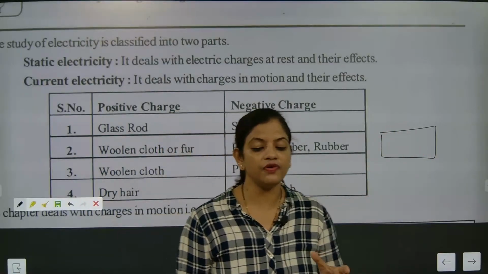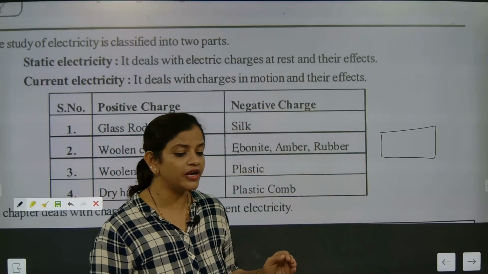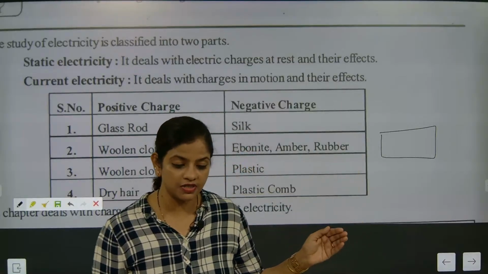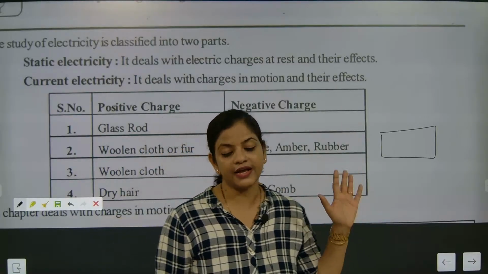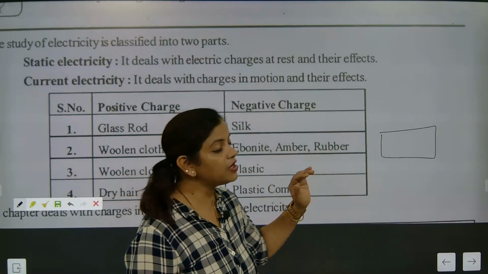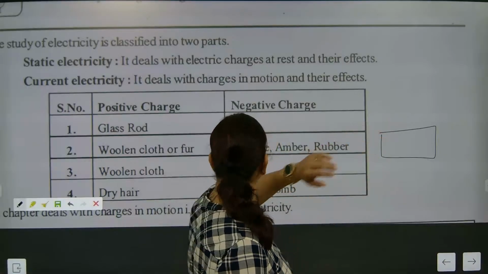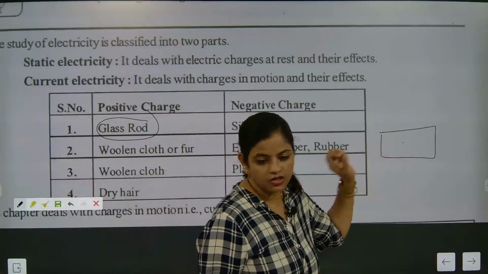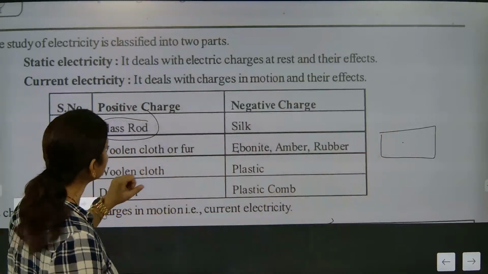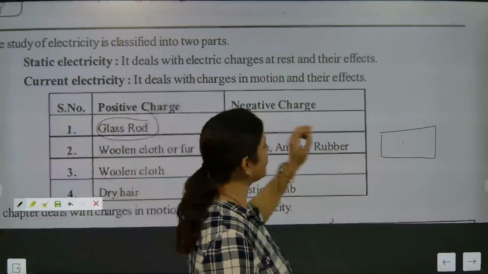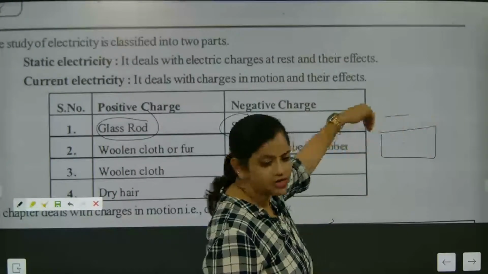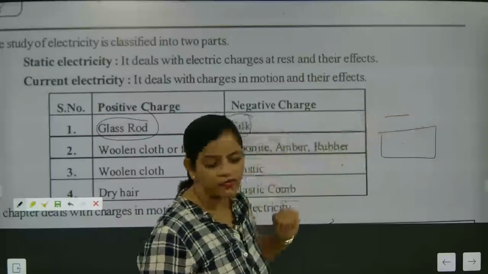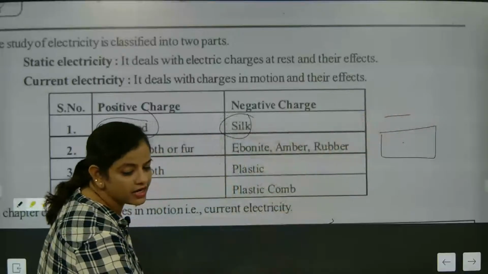What is the meaning of electrically neutral? The meaning of electrically neutral is that the number of positive charges is equal to the number of negative charges. Okay, fine. But what we are doing is rubbing the surface, just like a glass rod. So this is the glass rod. When you rub the glass rod with silk, what will happen?